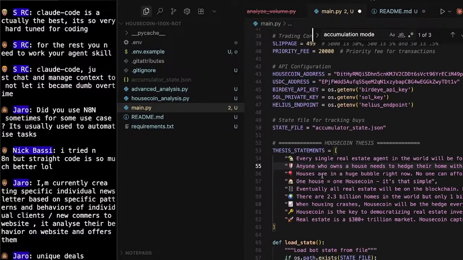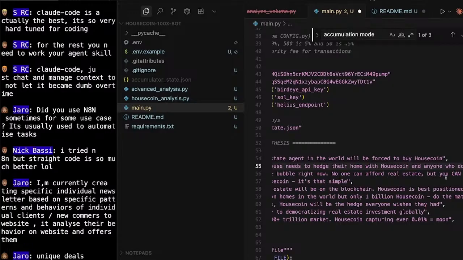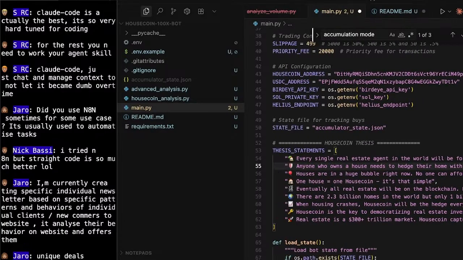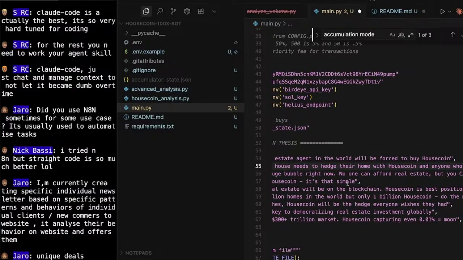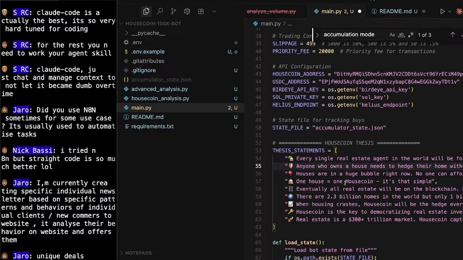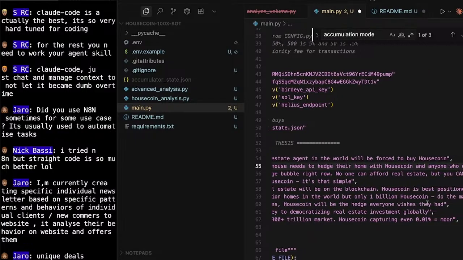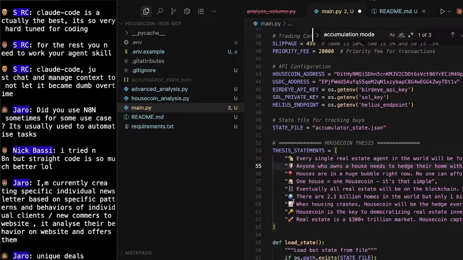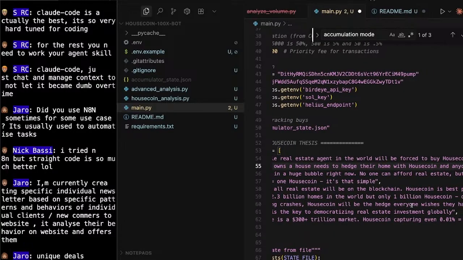Okay, so houses are in a huge bubble right now. No one can afford real estate, but they can afford Housecoin. One house equals one Housecoin. Eventually, all real estate will be on the blockchain. Housecoin is best positioned for that future. There are 2.3 billion homes in the world, but only 1 billion Housecoin. Do the math. When housing crashes, Housecoin will be the hedge everyone wishes they had.